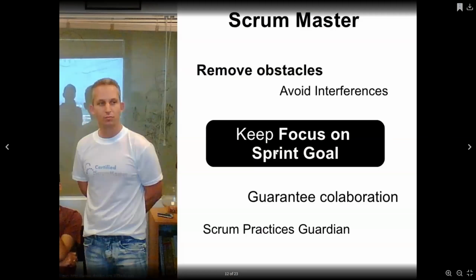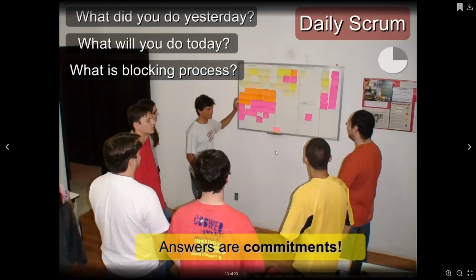So the Scrum Master removes obstacles. This is a reiteration of what we just said. Avoiding interferences. You keep focus on the sprint goal that the product owner has given him and the team. And he wants to make sure that there's collaboration between the team, and he's a guardian, protecting everybody.